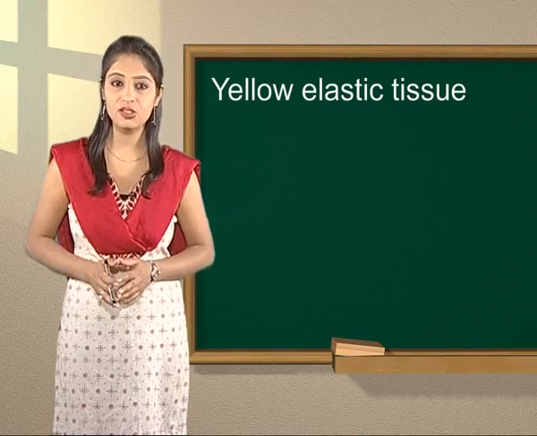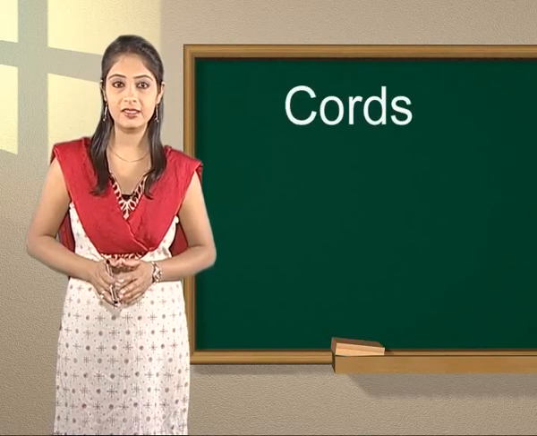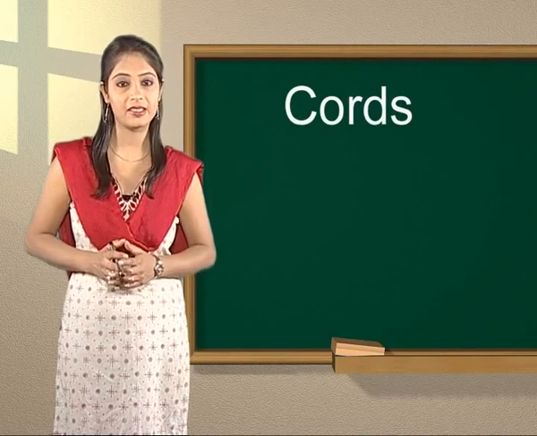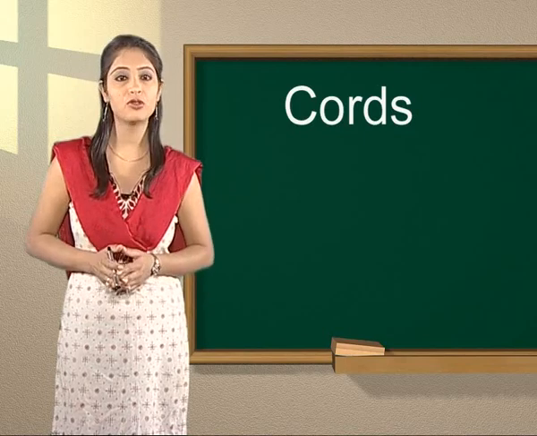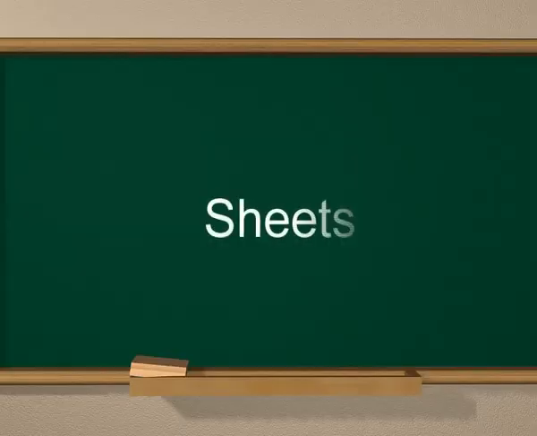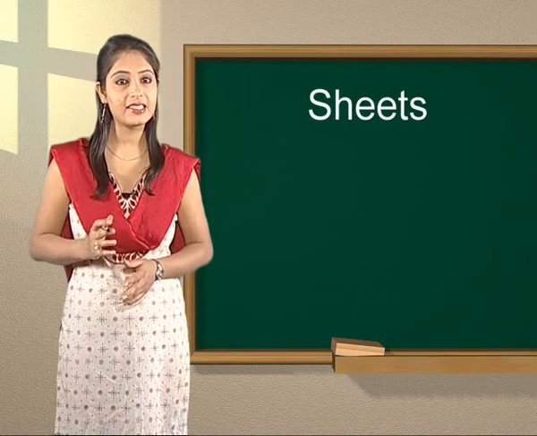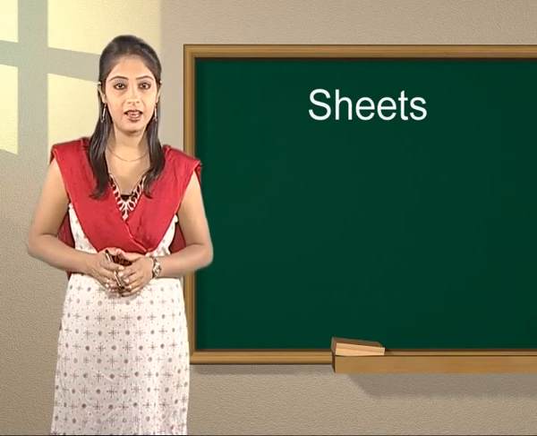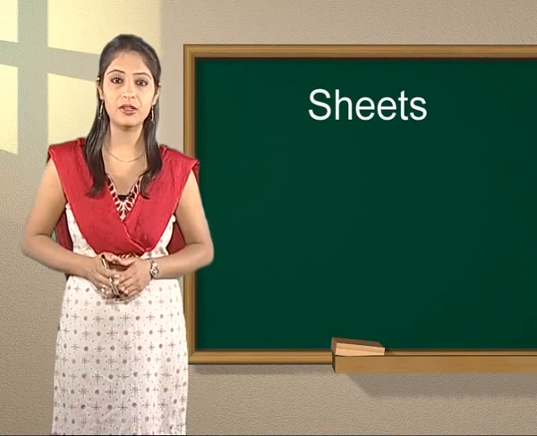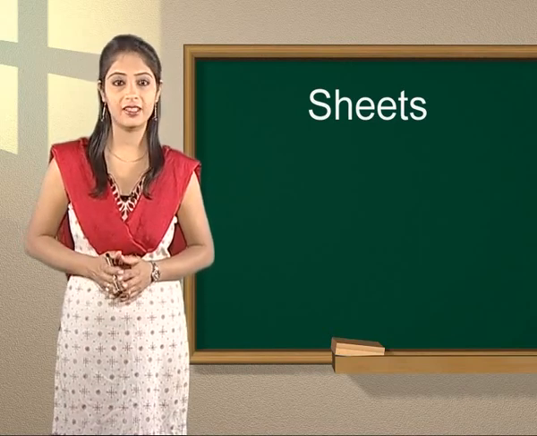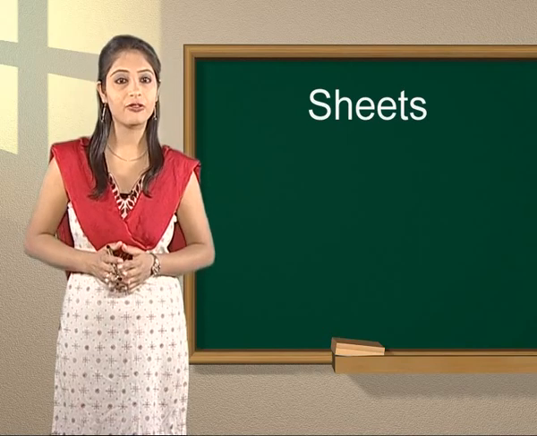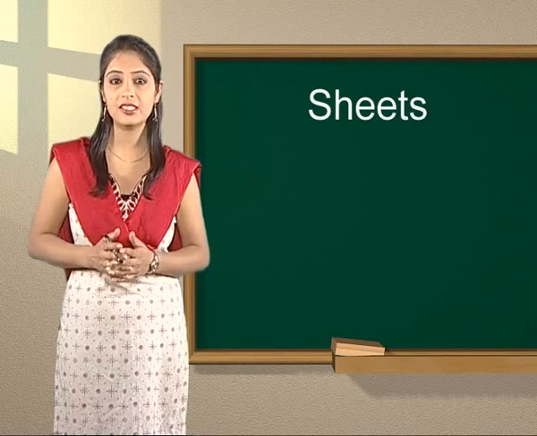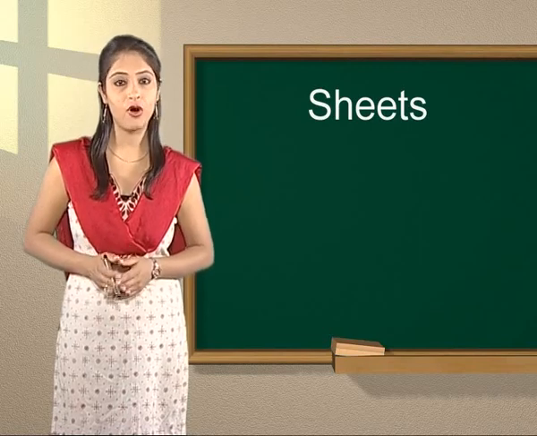It also has 2 forms, cords. The cords formed by this tissue are called ligaments. The ligaments help to join bones. Sheets. The sheets formed by this tissue are found in the walls of blood vessels, lungs and bronchioles. The recovery of these organs after expansion is due to this tissue present in their walls.